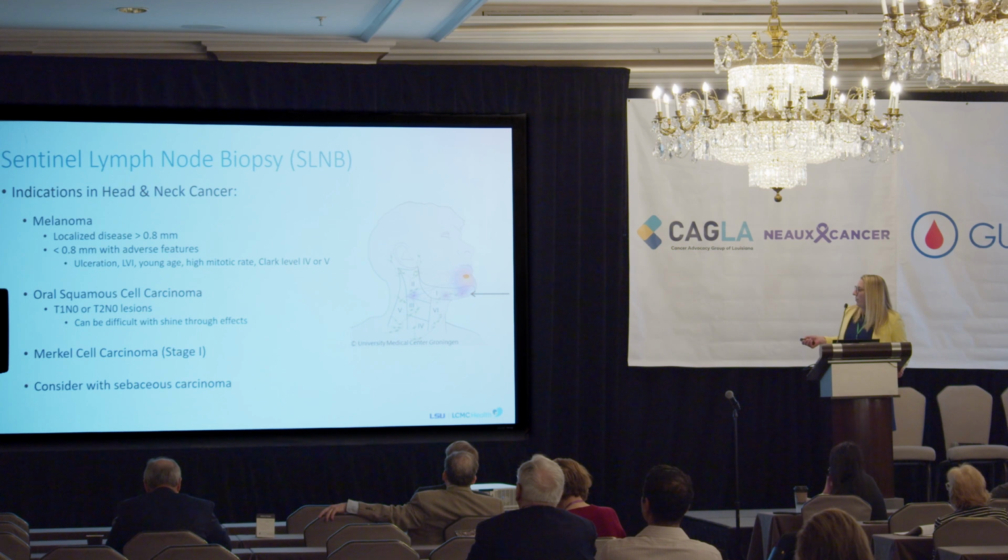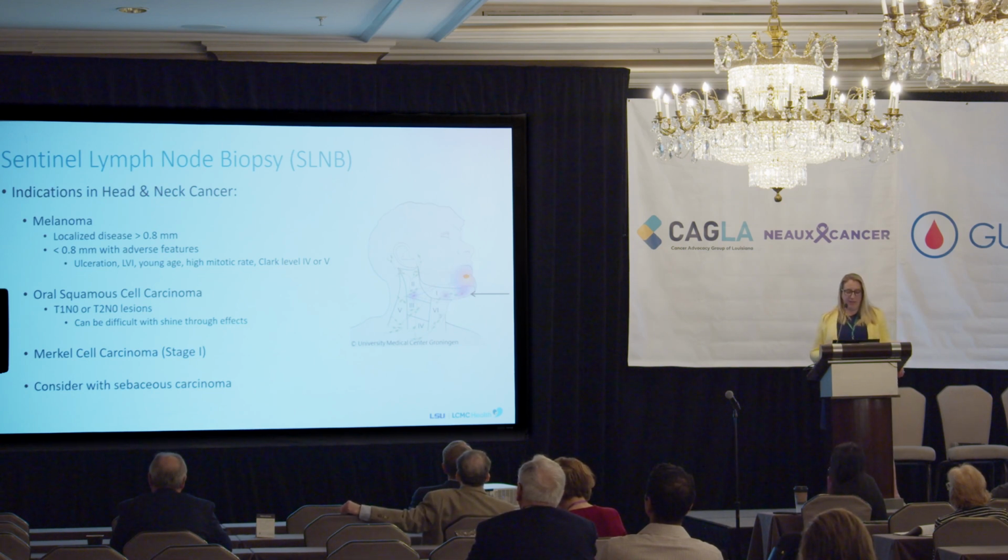When you inject this area with a radioactive tracer and then you try to identify the nodes, it can sometimes be really hard to get them because of the shine-through of the original injection, and so it's something that is a little bit technically difficult. You can also use sentinel lymph node biopsy for Merkel cell carcinoma and consider it with sebaceous carcinomas.